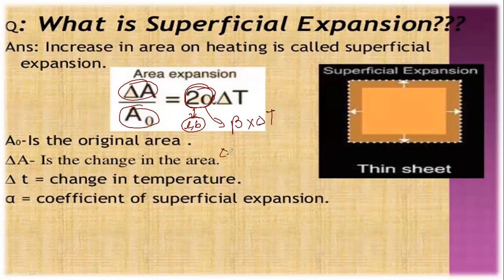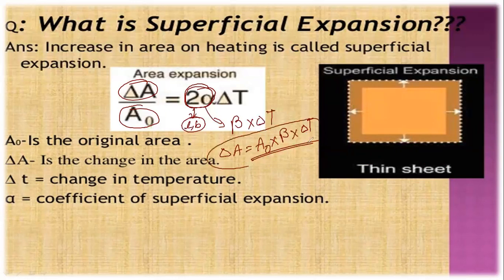So you can say that the change in area is equal to the product of the actual area of the metal sheet into the superficial coefficient of expansion in the area into the change in the temperature of the body. So this will give you the change in the area, how much area has been changed over there. So this is the basic calculation which you need to remember. Okay, so I hope that this portion is also clear.